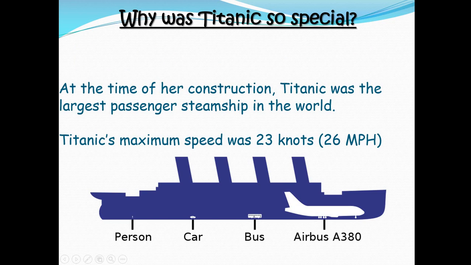So why was the Titanic so special? Why are we so concerned with the Titanic? Well, at the time of her construction, Titanic was the largest passenger steamship of the world. Its maximum speed was 23 knots, 26 miles an hour. Not the fastest ship, but still very, very fast, and the most luxurious. Now you can see, this is an Airbus A380, an aeroplane. That's where the aeroplane would fit on the Titanic. That is how big it was. It was huge, okay? Look at the size of the person compared to the rest of the ship. An absolutely massive ship it was.